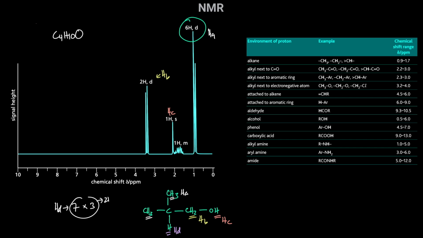We don't need to worry about the actual splitting pattern. What we should know is that HD will be split into a multiplet because there's a bunch of protons on the neighboring carbon atoms. So this over here is HD, that's our multiplet. So this compound is 2-methylpropan-1-ol.